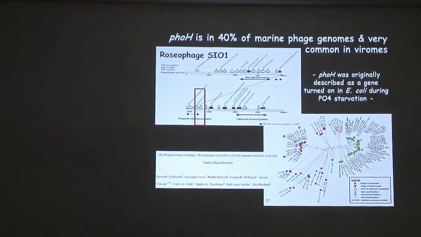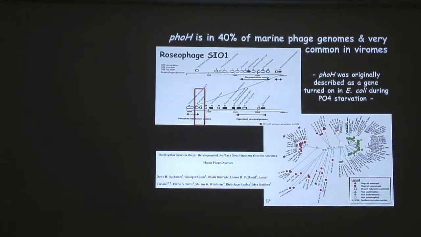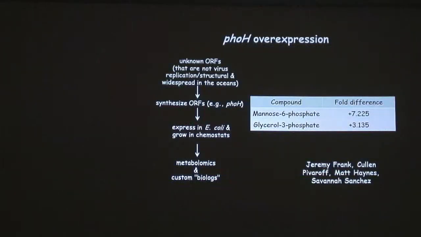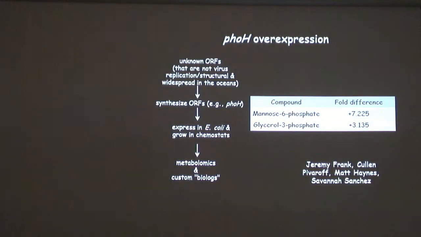And this is just an example. This is one of the ones that we've been wandering around forever. It's called FOH. It was originally described as a gene that was upregulated in E. coli when you starved it of phosphate. Okay. And it's very common in the world's oceans, not really in the human stuff, but very common in the world's oceans. So we wanted to know what this is, and we actually saw it way back in like 2000. Never knew much about it. So it seems to have worked.